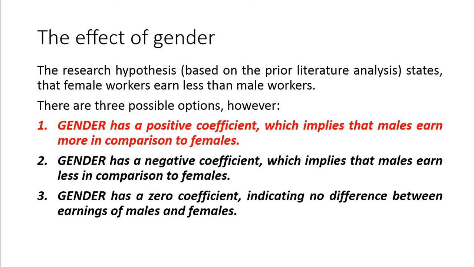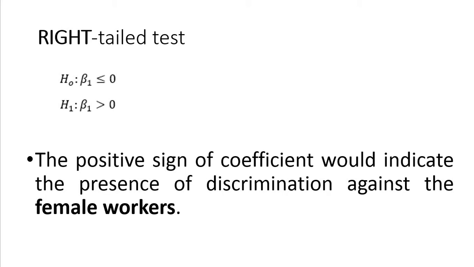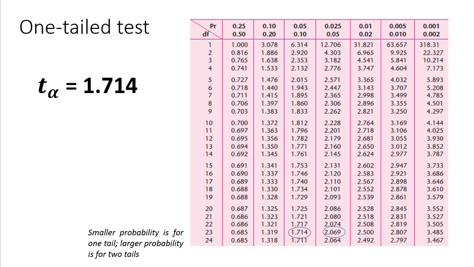Speaking informally, we will use a right-tailed test in order to verify the following hypothesis. Gender has a positive coefficient, which implies that males earn more in comparison to females. So if we manage to reject zero hypothesis under right-tailed test, it will mean that this statement is true. We do not have to calculate t statistics again. It will be the same regardless of the type of test you use.